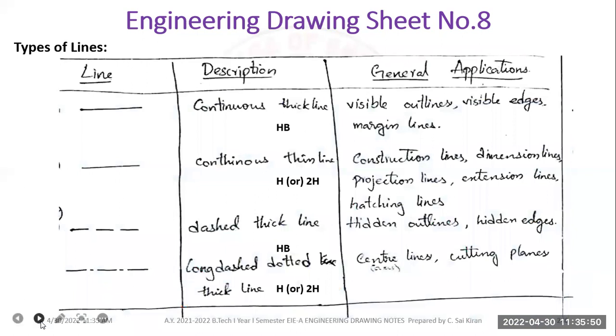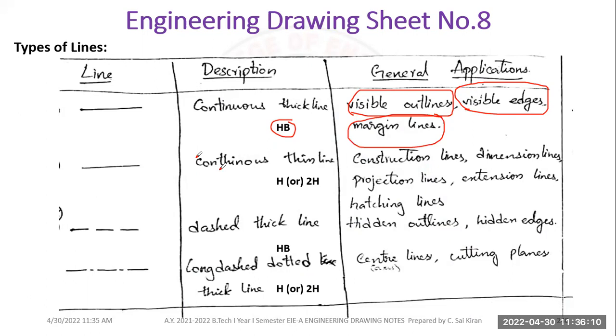And next, use of lines. You need to use different lines. Whenever I'm drawing continuous thick lines, I have to use an HB pencil. Whenever I'm highlighting any shape, for the visible outline, I have to use this HB pencil. For visible edges, I also have to use it. Whenever I'm drawing the margin line, I have to use an HB pencil.